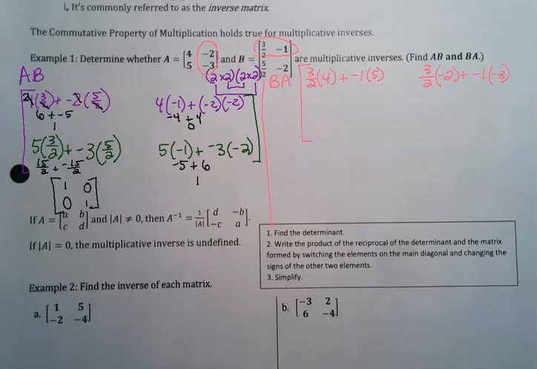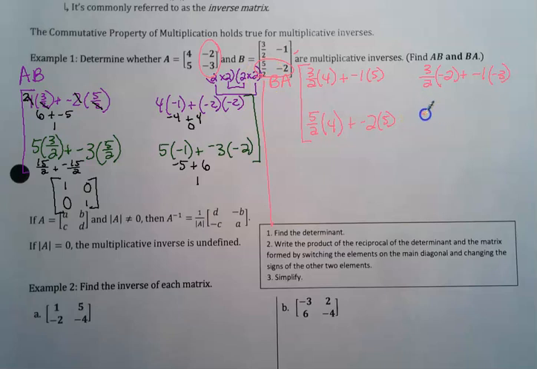Okay, now I'm ready to move to my second row, 5 halves, and my first column. So I'm going to have 5 halves times 4 plus negative 2 times 5. And then I'm ready to move to my second column.